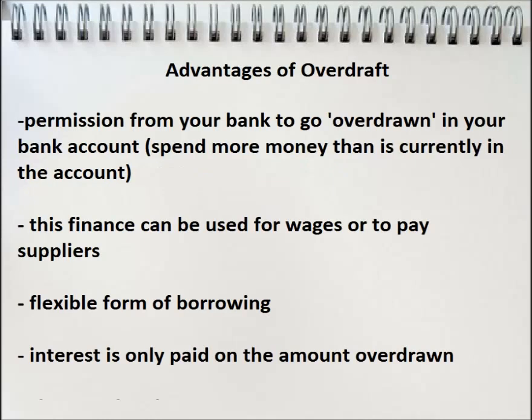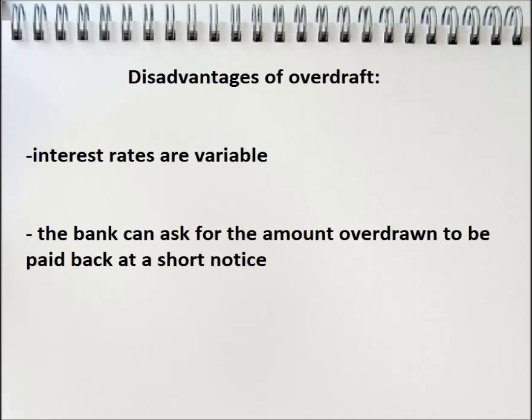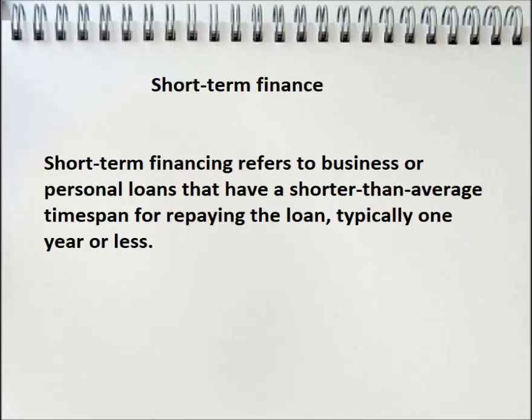Advantages of overdraft: permission from your bank to go overdrawn in your bank account, spend more money than is currently in the account. This finance can be used for wages or to pay suppliers. Flexible form of borrowing. Interest is only paid on the amount overdrawn. Cheaper than loans. Disadvantages of overdraft: interest rates are variable. The bank can ask for the amount overdrawn to be paid back at short notice.